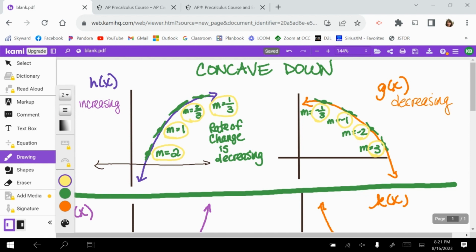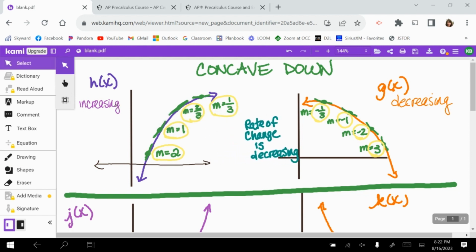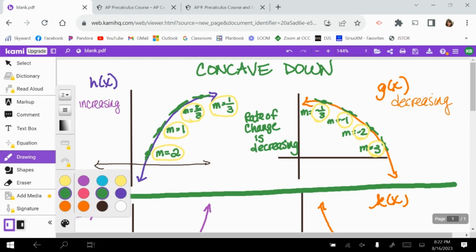So this function g of x, which is decreasing, has a rate of change, as you're looking at the function from left to right, that is also decreasing. That's the idea here: a function could be increasing or decreasing, like h of x is increasing and g of x is decreasing. But anytime a function is concave down, the rate of change will be decreasing as you're looking at the function from left to right.